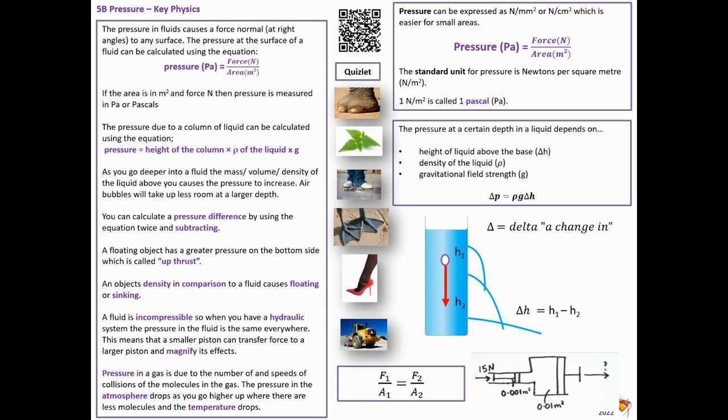Okay, so this is a quick introduction into iGCSE Physics 5B pressure. So what have we got in this topic? Well, pressure in a fluid causes a force normal, at right angles, to any surface.